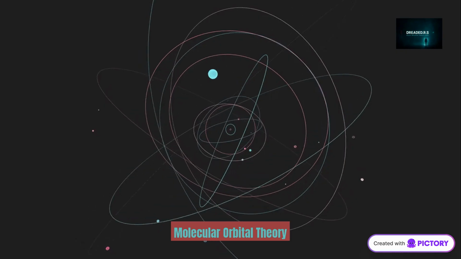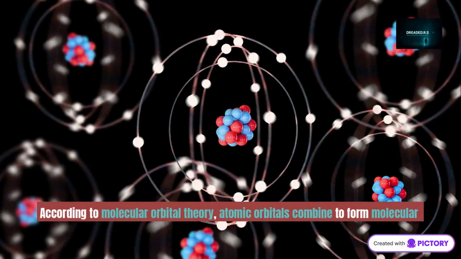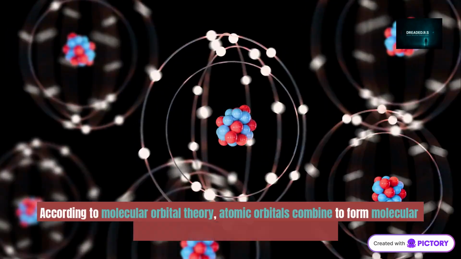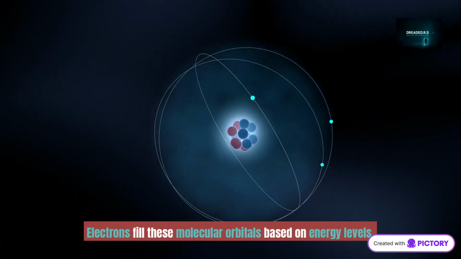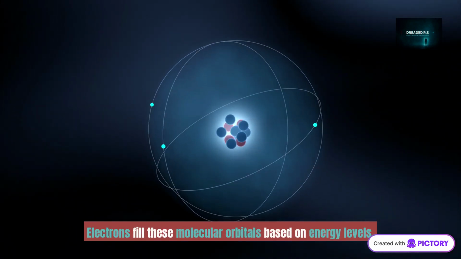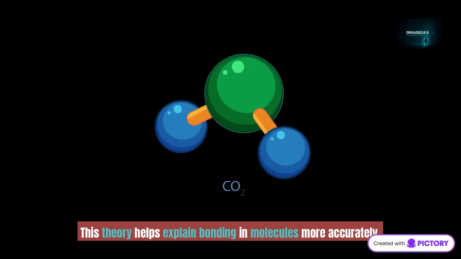10. Molecular orbital theory. According to molecular orbital theory, atomic orbitals combine to form molecular orbitals that belong to the entire molecule. Electrons fill these molecular orbitals based on energy levels. This theory helps explain bonding in molecules more accurately.